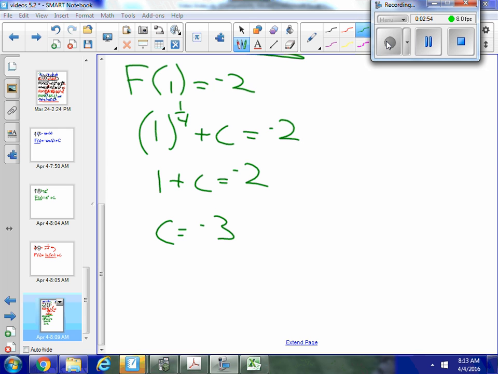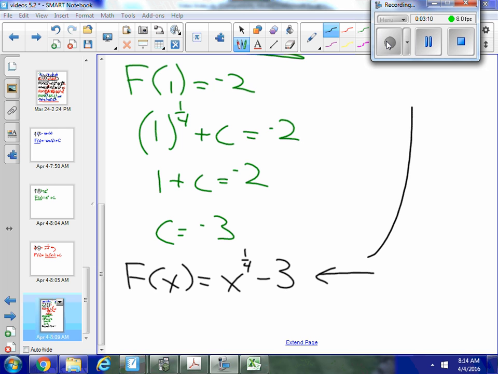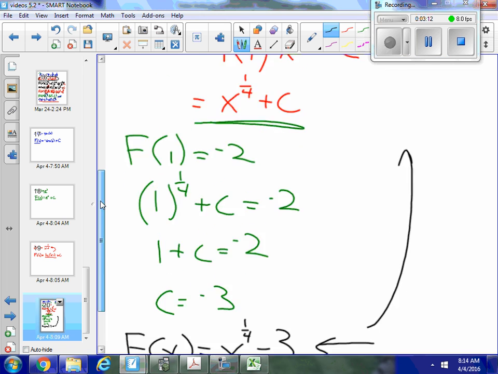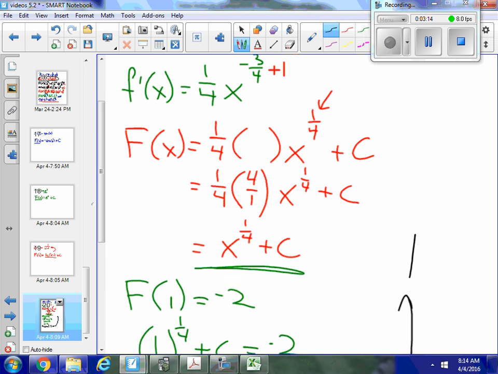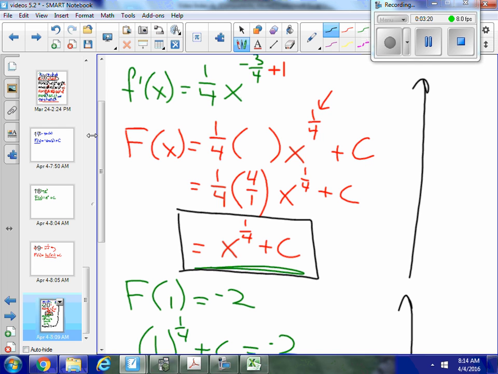So the function that I'm looking for is f of x equals x to the 1/4 minus 3. This is the specific function that has that point up there, way up there. You know where it is. The antiderivative in general form was that right there.